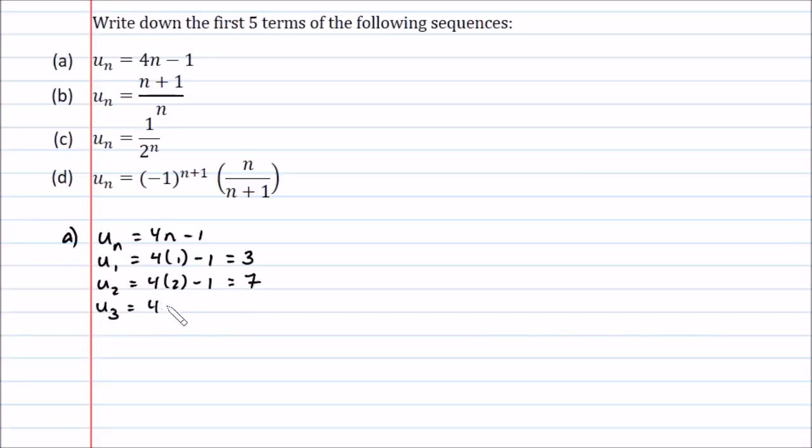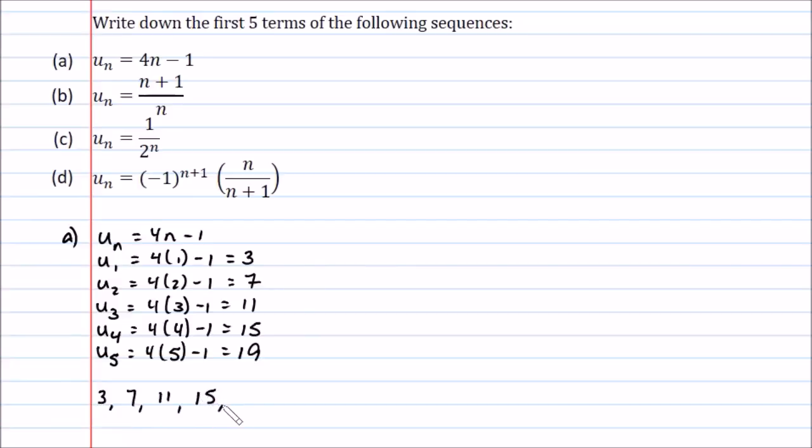u3, replacing n with 3, gives us 11. u4, replacing n with 4, so that's 4 times 4, subtract 1, gives us 15. And u5, 4 times 5 minus 1 gives us 19. Now, what I want you to realize here, which is going to be very important, I'll first write out my first 5 terms: 3, 7, 11, 15, 19.